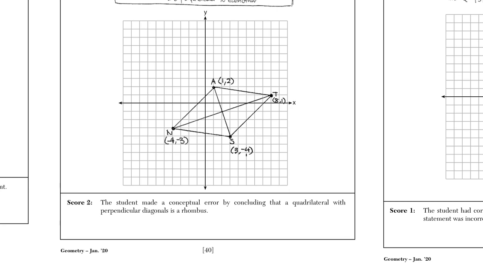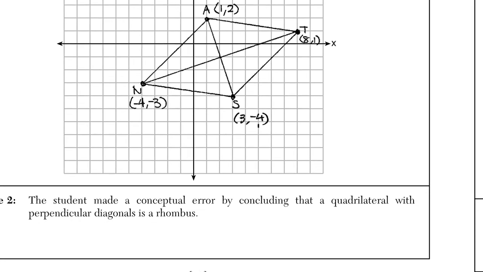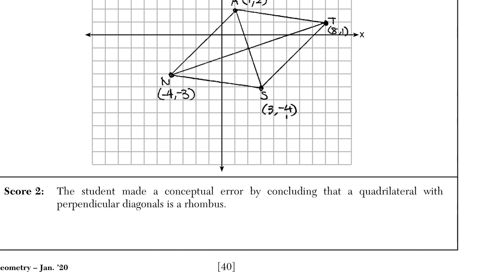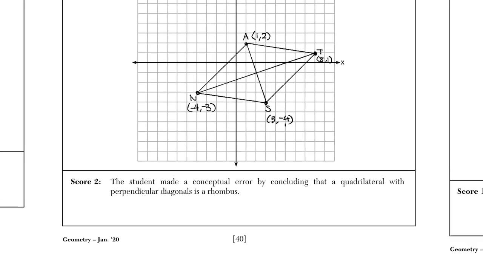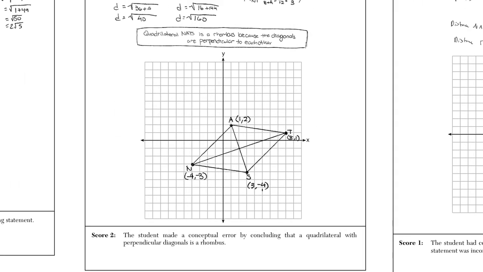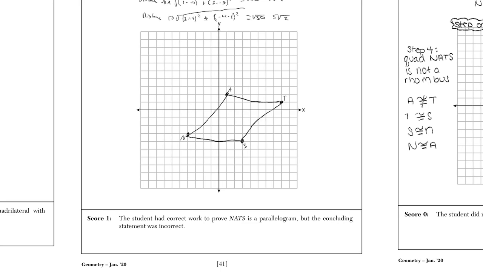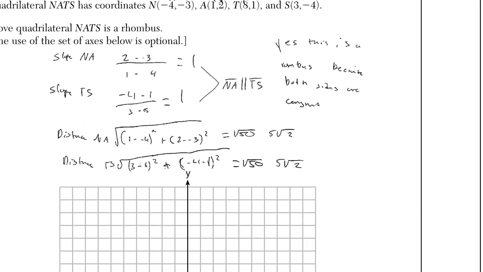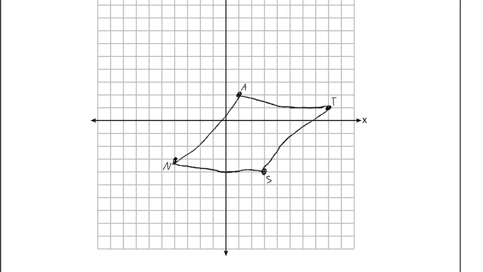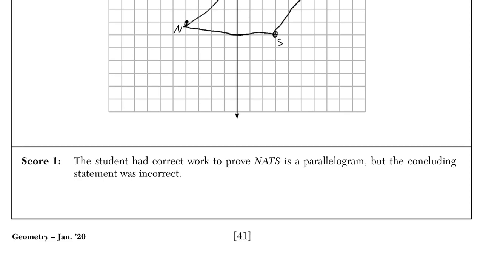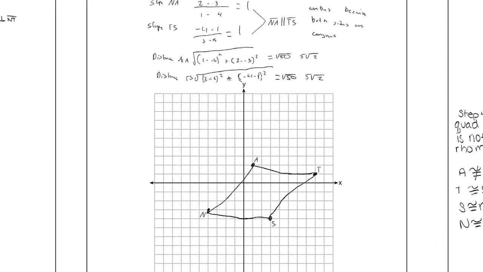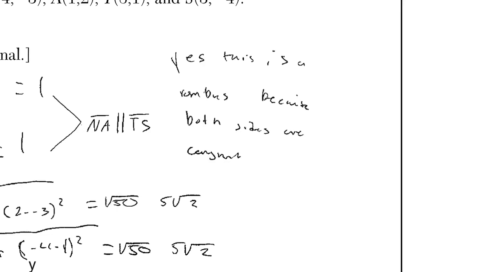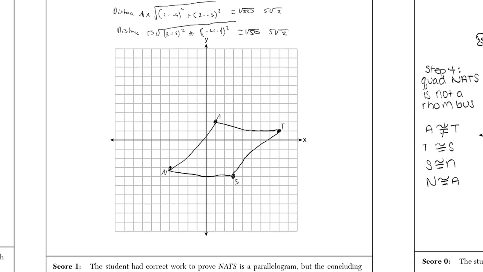This student also received 2 points because they made a conceptual error by concluding that a quadrilateral with perpendicular diagonals is a rhombus. That's true, but it also could be true for a square. So you want to make sure that you're specific and unique to each relevant property. For this particular example, they had the correct work to prove that this is a rhombus. However, the concluding statement was incorrect. They wrote, it is a rhombus because both sides are congruent. That's not enough to demonstrate that this is a rhombus.